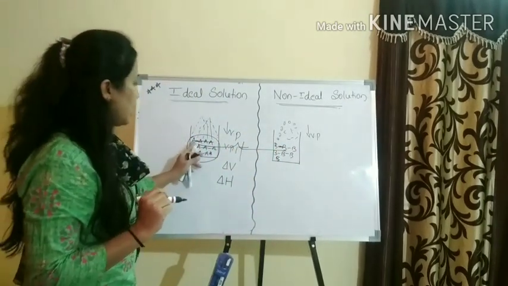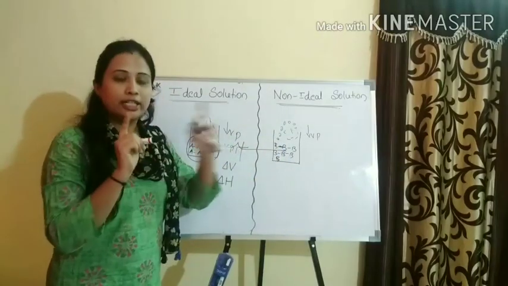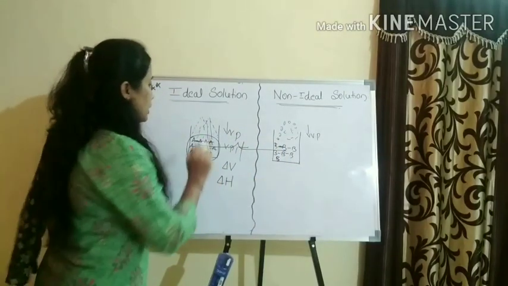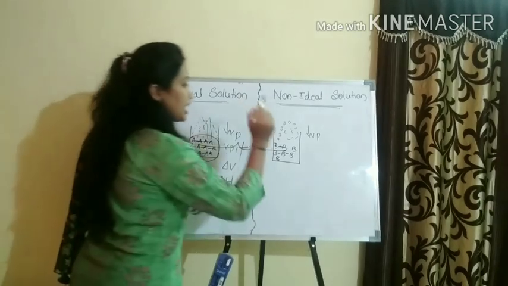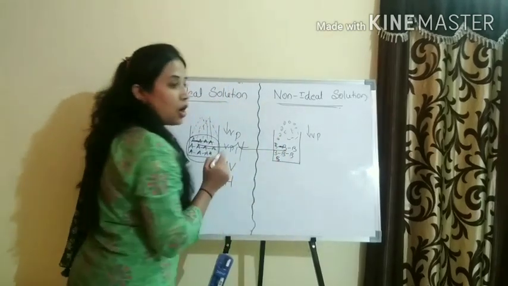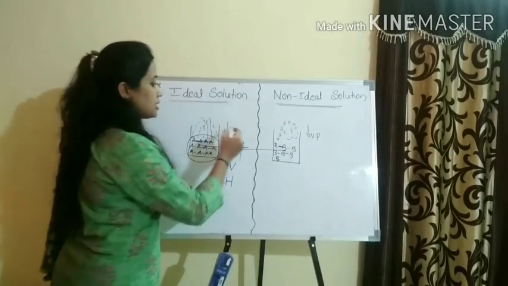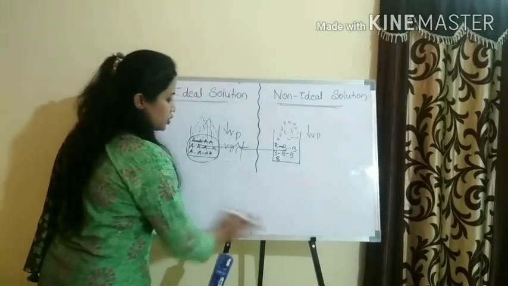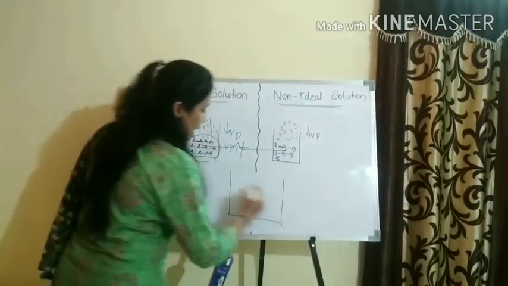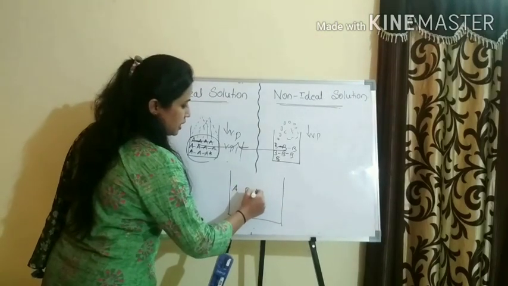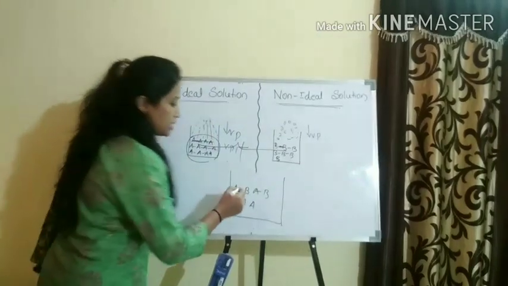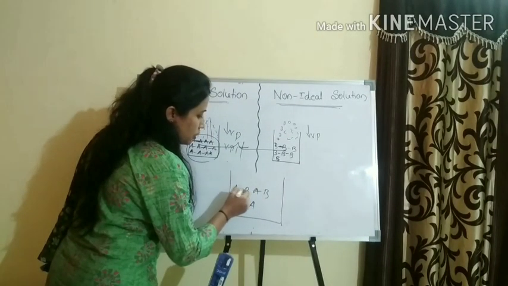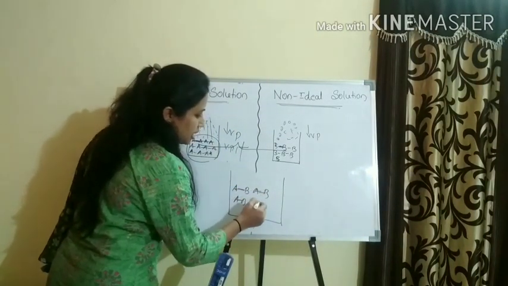When the A component and the B component are mixed, we have the interaction between AA and the interaction between BB. After mixing, what happens when I mix these two? We have A molecules and B molecules. Once we mix, there exists an interaction or bond between the AB particles.